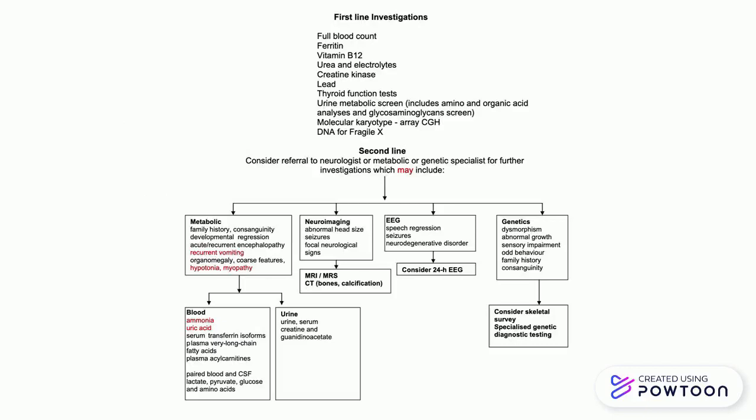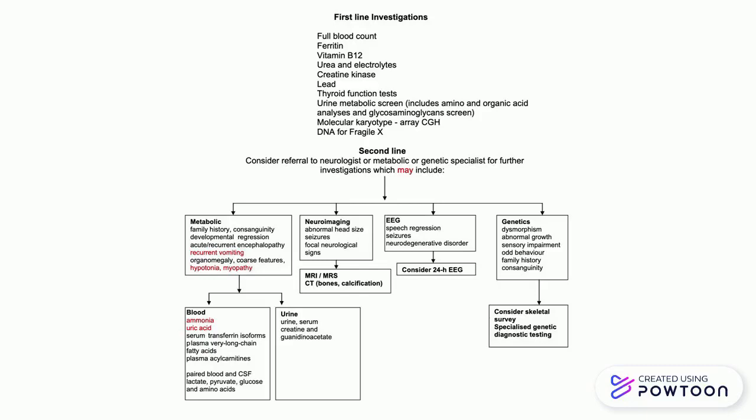As first medical contact, when you receive a child with abnormalities in growth and development, these are the first line investigations that can be done: full blood count, ferritin, vitamin B12, urea and electrolytes, creatine kinase, thyroid function test, urine metabolic screen, molecular karyotype array, DNA for Fragile X. These are the first line investigations that can be done to rule out what kind of genetic disorder or any kind of abnormalities that the child is suffering from.